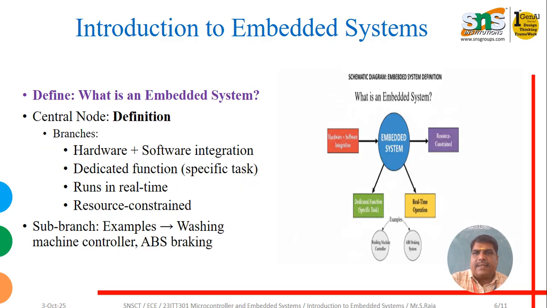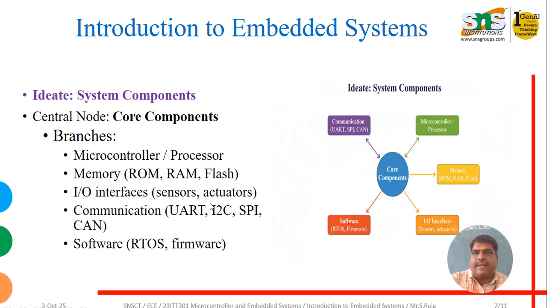Next, what is an embedded system? We have to give a proper definition. That is, it is a hardware and software integration process, and it works on a dedicated function. For example, if it is a washing machine, the purpose is only washing clothes. If it is a chocolate vending machine, the purpose is only to provide chocolate. Next, it runs in real time, and resource constraints are considered for define.